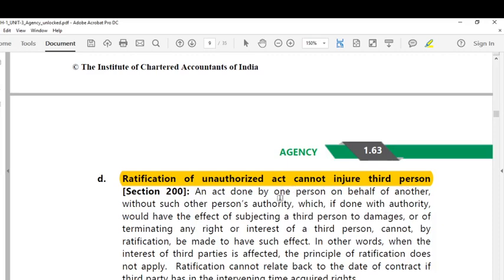So very simple. Any ratification should not injure a third person. An act done by one person on behalf of another without such other person's authority, which if done with authority would have the effect of subjecting the third person to damages, or of terminating any right or interest of a third person, cannot by ratification be made to have such effect, right?